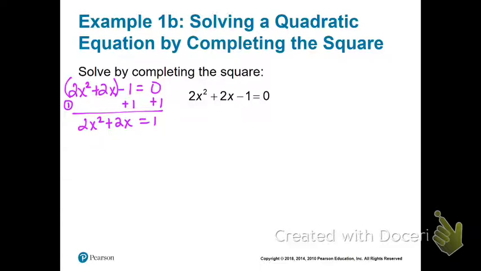Then our next step is we're going to common factor out the number in front of the x squared. So I'm going to take out this 2. So I'm going to divide both of these by the 2. And that leaves me with x squared plus x. And then bring down your equals 1.